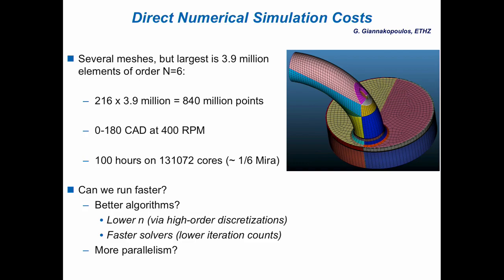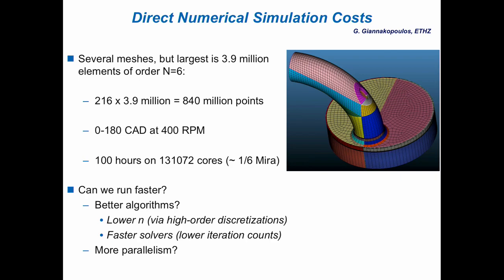All right. So the question is, can we run faster? And that's the purpose of this talk. So what about better algorithms? Well, one thing we could do is try to lower n. We can do that via high-order discretizations. Faster solvers, we want to lower iteration counts. And what about more parallelism? And so that's really the thrust of the talk today.